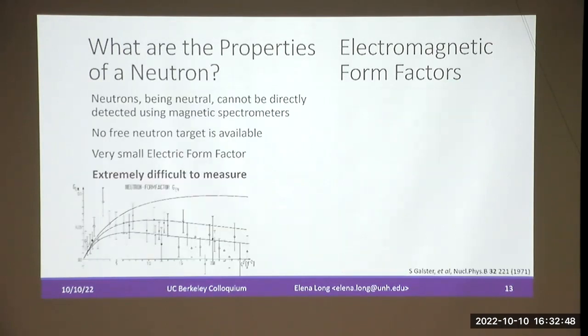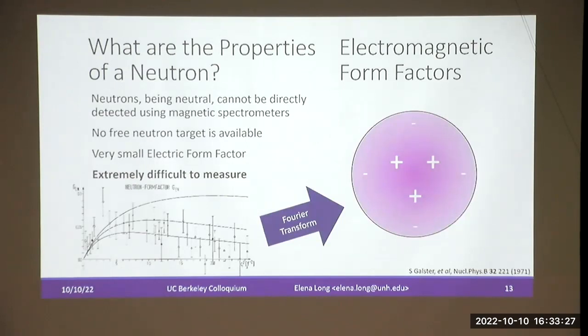We can do the same thing for the neutron, but it's more complex because we don't have a free neutron target available, because neutrons decay pretty quickly when not inside of nuclei. They're also neutral particles, so we can't use the magnetic spectrometers the same way. It makes them much harder to detect. They also have a very small electric form factor, not unexpected because they are neutral particles. Very hard measurement to do, but nevertheless, a number of measurements were done. So you're looking at these measurements here, and you see that the error bars on these earlier measurements are much larger than we had for the proton because of all of these challenges.